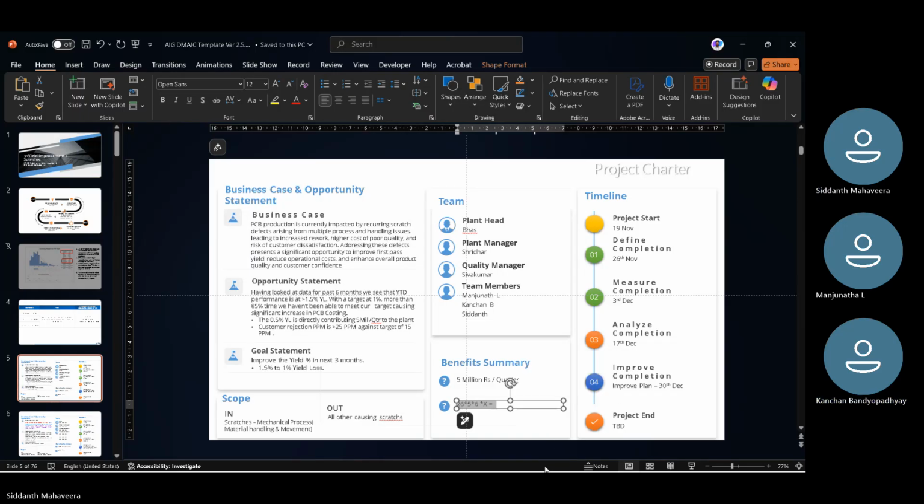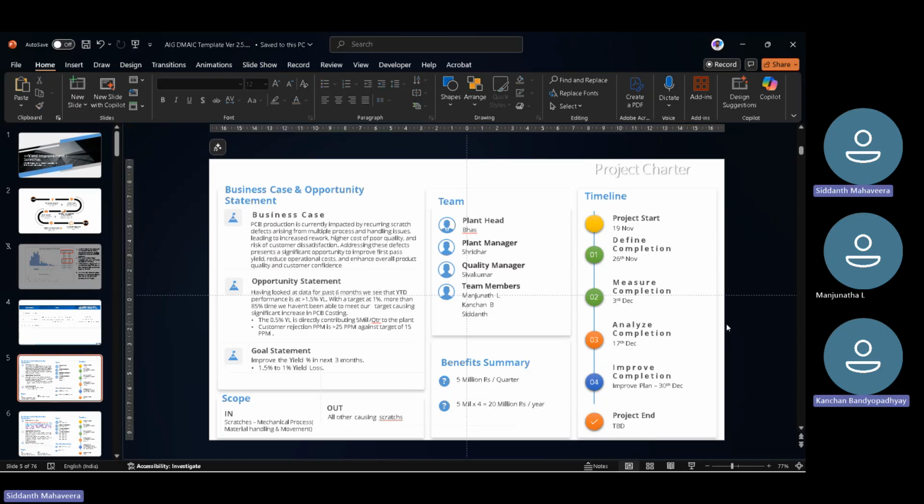Then 5 million into 4, so that will be for a year. So that is 20 million rupees per year. If you mention it, the second thing is not needed because we already mentioned it. 5 million quarterly means 20 million per year. Or you can just put a curvy sign over there, and then 20 million per year.